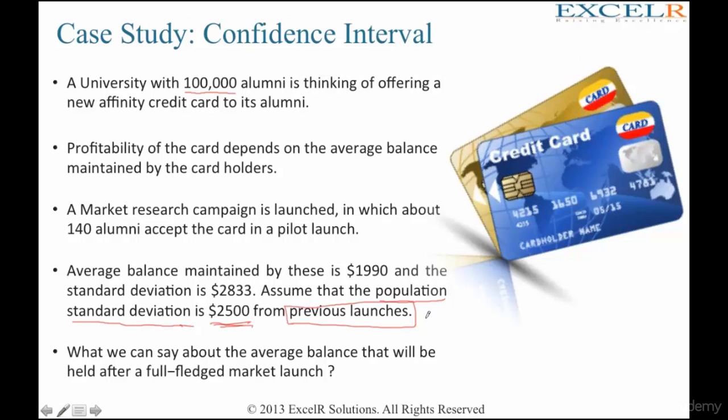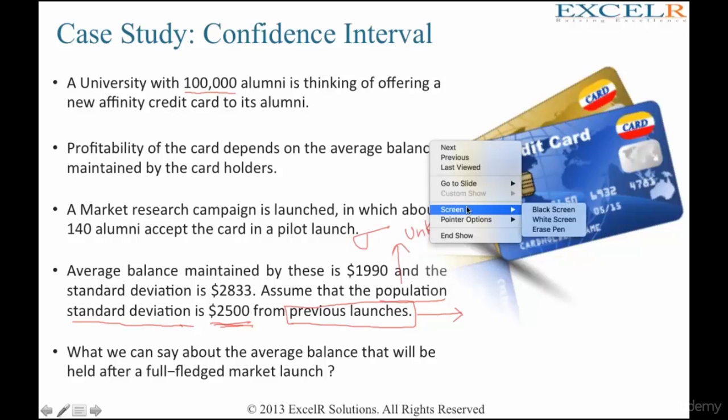But in the majority of scenarios, you will not have this value. Maybe the university is trying to launch for the very first time, so you would not have the previous launch details. In such a scenario, this value, the population standard deviation, which is sigma, would be unknown. You'll not come to know about sigma, right?